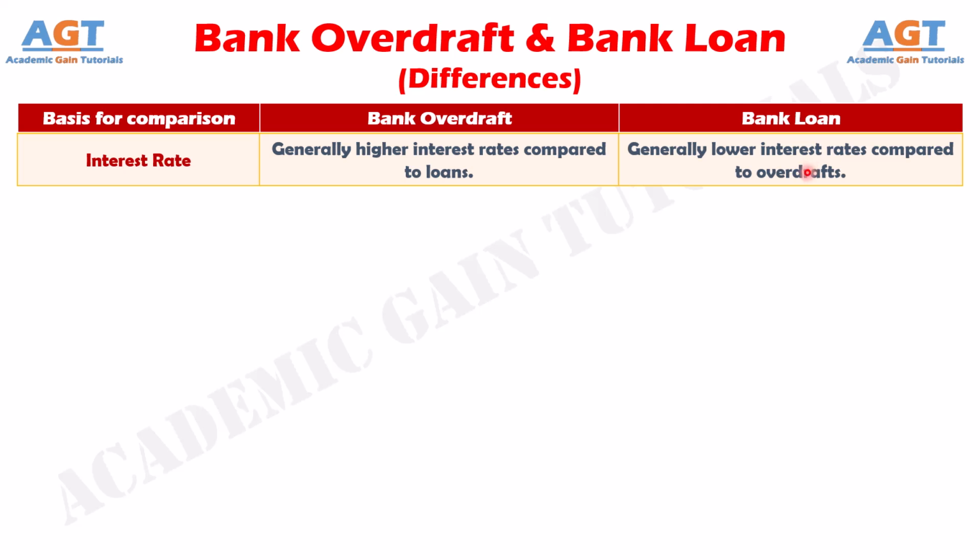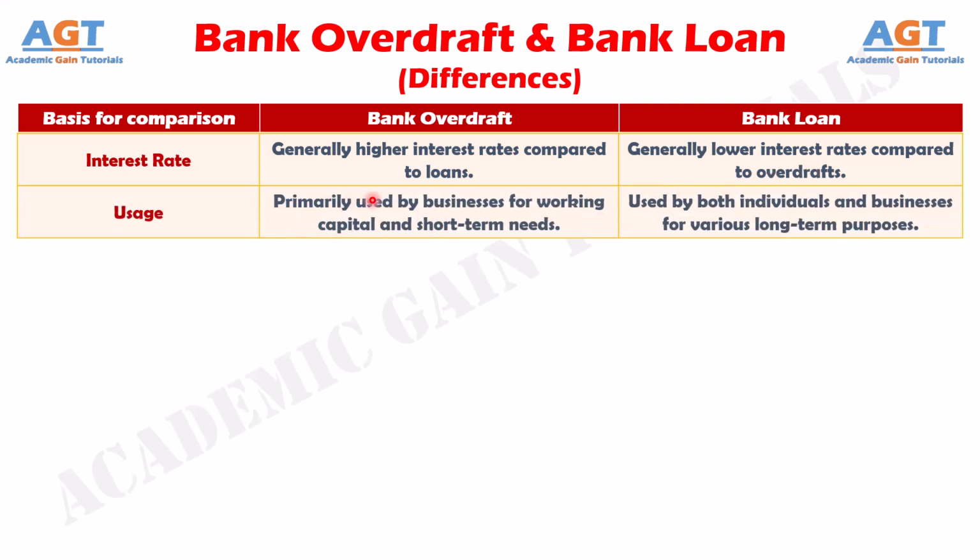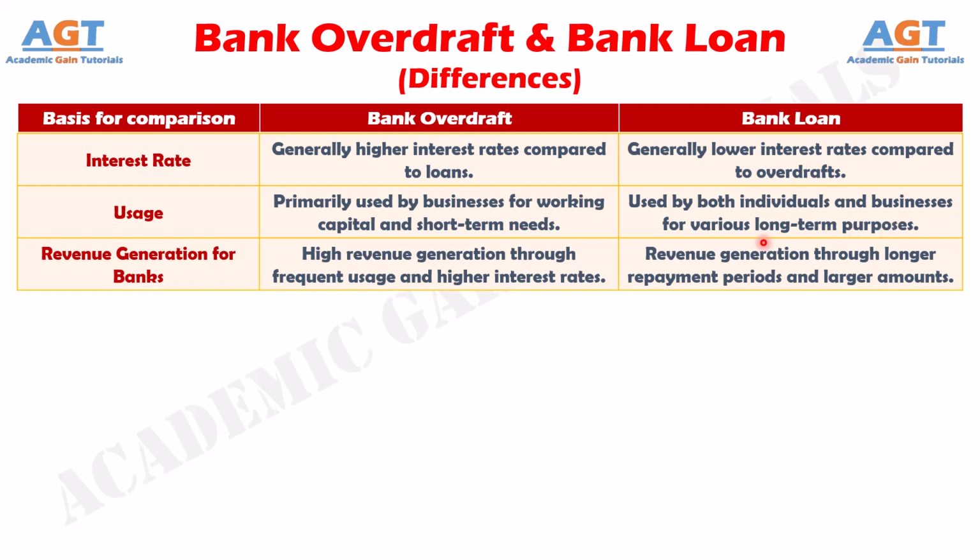Number 9. Bank overdrafts are primarily used by businesses for working capital and short-term needs, whereas bank loans are used by both individuals and businesses for various long-term purposes. And finally, difference number 10. Bank overdrafts generate high revenue for banks through frequent usage and higher interest rates, whereas bank loans generate revenue through longer repayment periods and larger amounts.